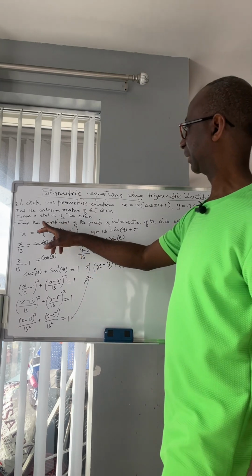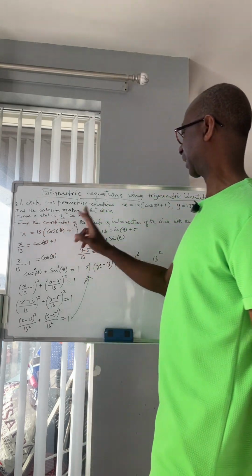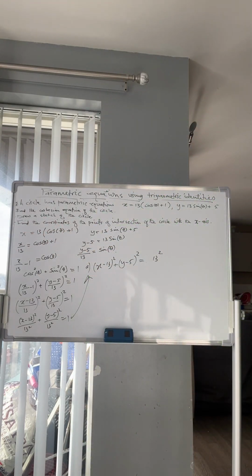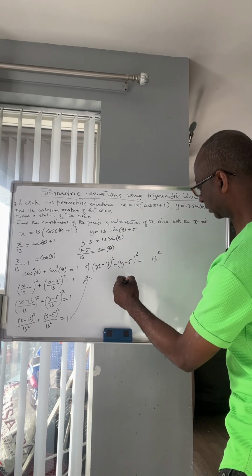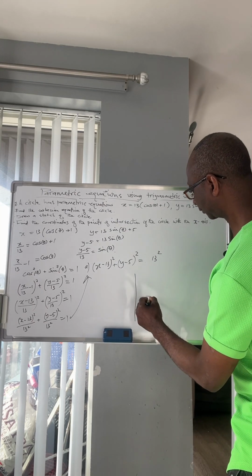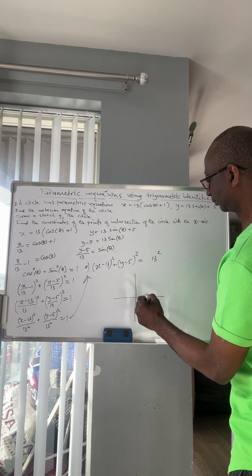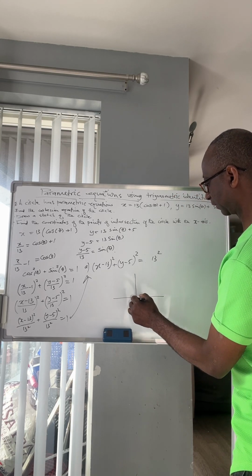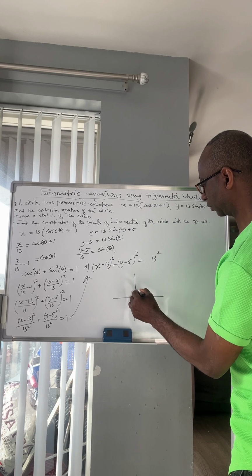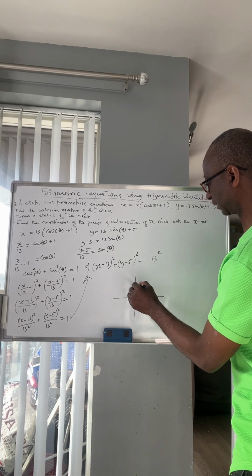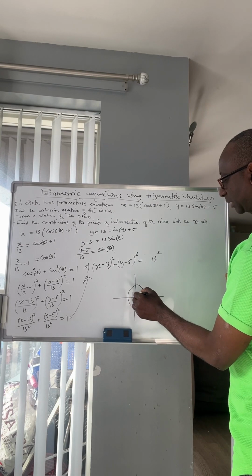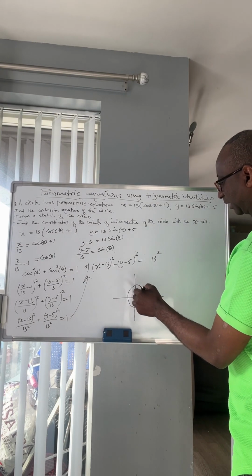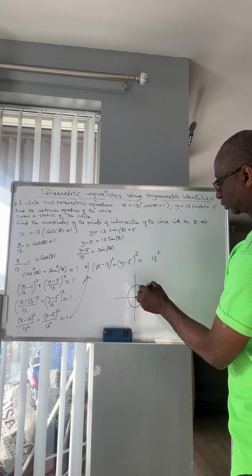Now part B says draw a sketch of the circle. If we are sketching our equation, if the circle is centered at the origin, it's going to be something like this. This is the origin, and then anything from here could be your radius.